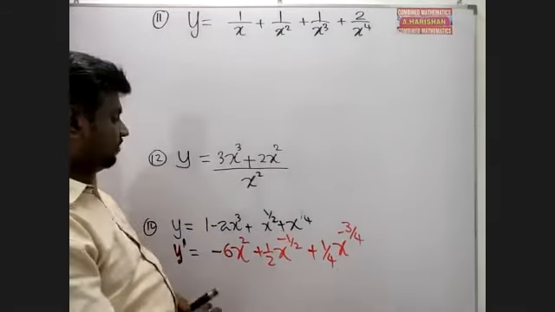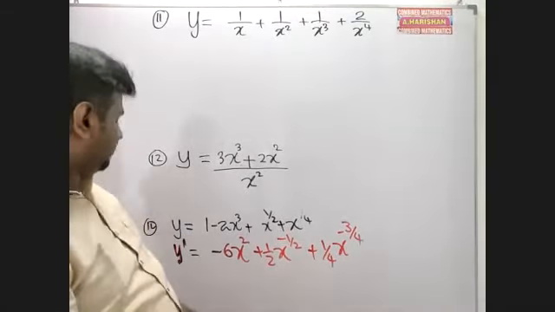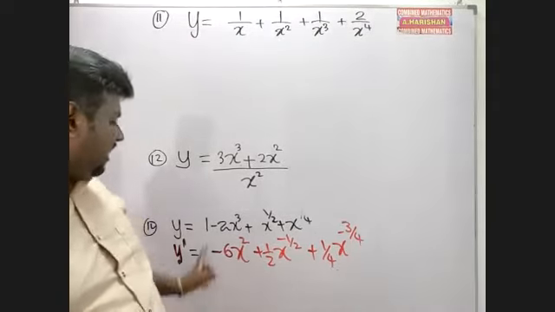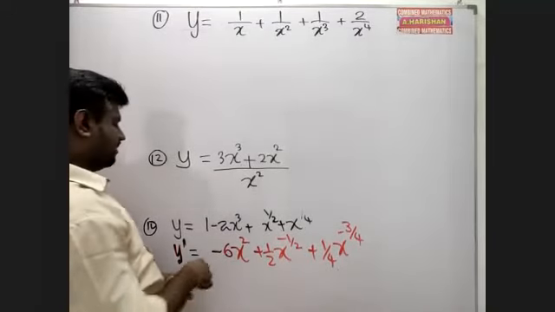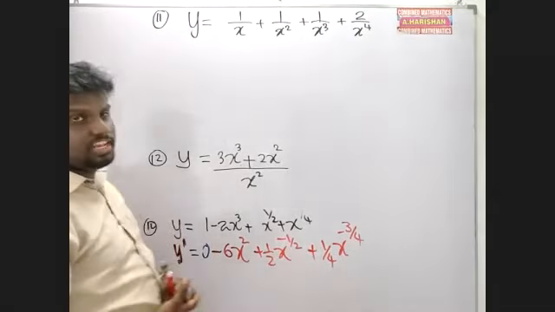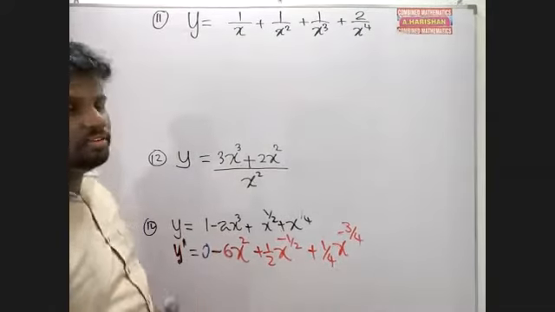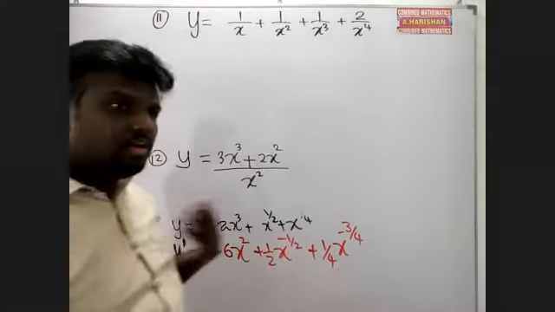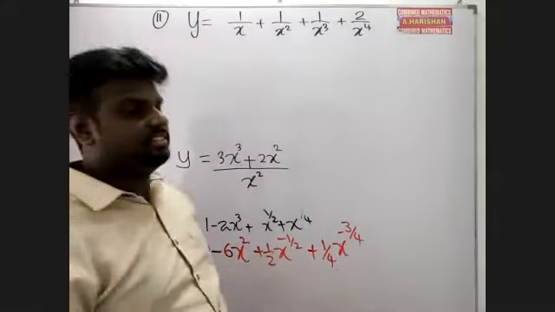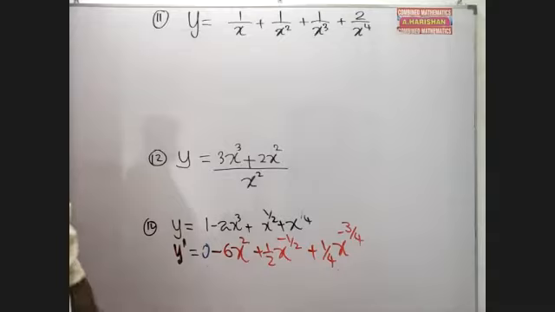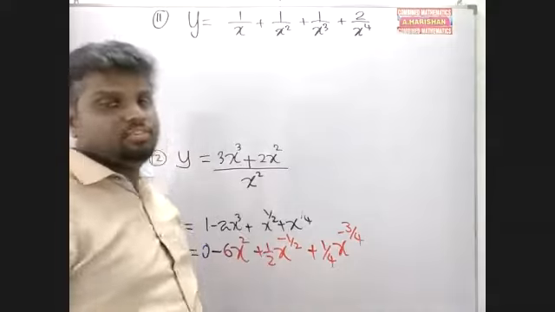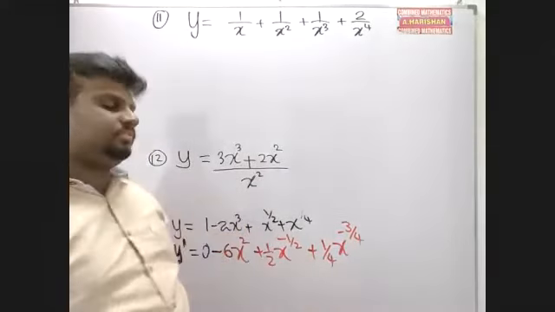Where did the one go? That's the one. Which one? This one. 0. If you differentiate 1 which is alone, that is 0. If you differentiate a constant which is alone, that is 0. Alone means it is connected by plus or minus, right? So if you differentiate 1 with respect to x, that is 0 because it is a constant which is alone.